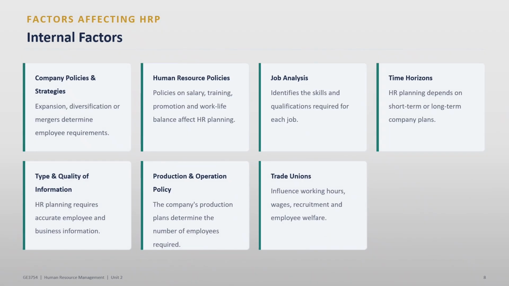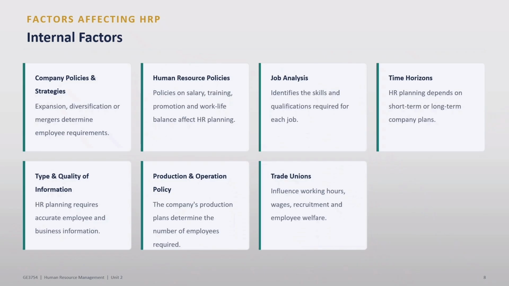The next factors are internal factors. Now, the first factor is company policies and strategies. Plans related to expansion, diversification, or mergers directly influence the number of employees required by an organization. The second factor is human resource policies. Policies related to salary, training, promotion, and work-life balance can also influence HR planning decisions.